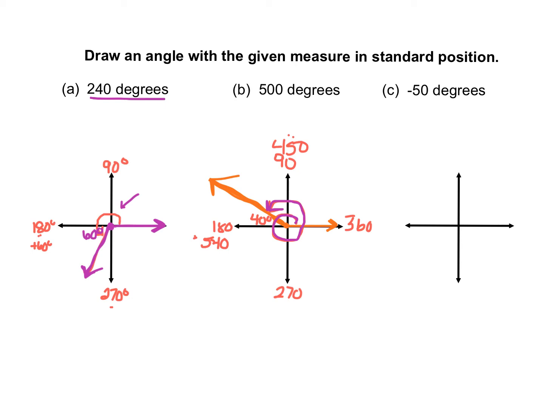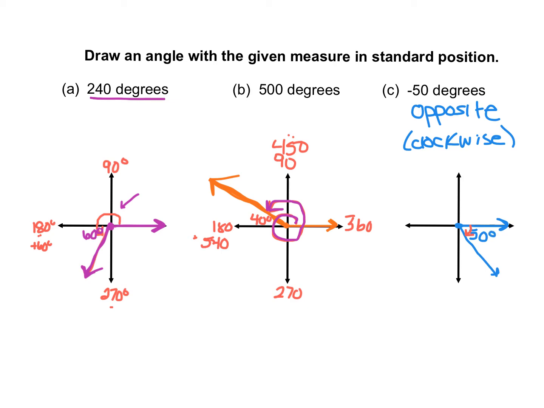Then finally we have a negative 50 degree angle, which again doesn't seem like it's possible, but it really is. If we're doing a negative angle, essentially we're going to go in the opposite direction. So instead of going counterclockwise, we are going to go clockwise, and that denotes that we have a negative angle. We start here at the origin, go out along our x-axis, and then go 50 degrees backwards, clockwise this time, and this denotes a negative angle.